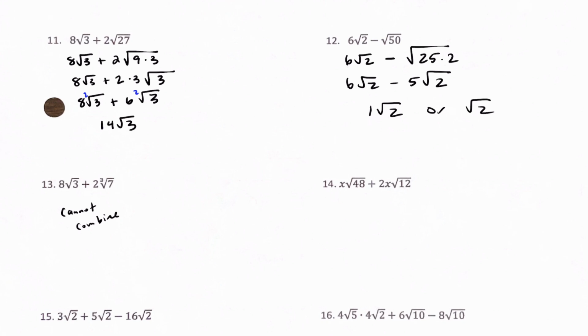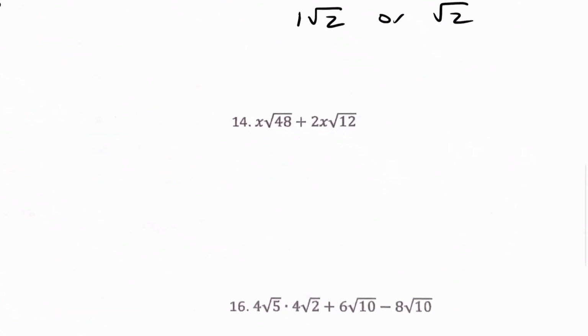Number 14, I have x times the square root of 48 plus 2x times the square root of 12. So what I'm going to do is let's break down the 48 here and the 12 and see what happens. I have x times, what are the 2 numbers that multiply together will give you 48? Remember, we want one of them to be a perfect square. I'm thinking 16 and 3. Plus 2x root. We have this square root of 12 here. So what are the 2 numbers? I'm thinking 4 and 3.